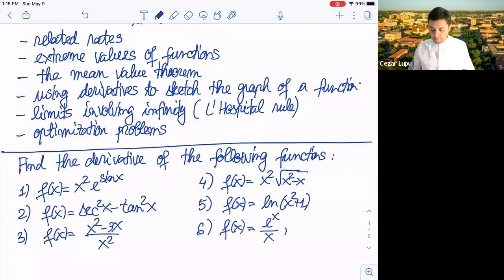And here I want to find f prime of 1. So I want to evaluate the derivative at the point x equals 1. All right, so think about these for a couple of minutes and we'll discuss them. Imagine that you're in the actual exam.